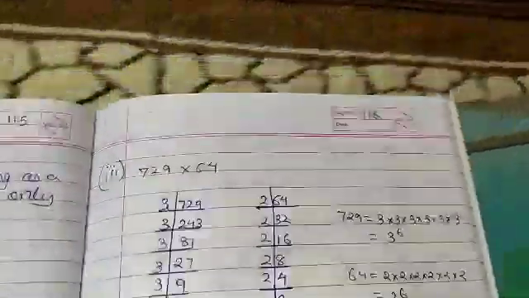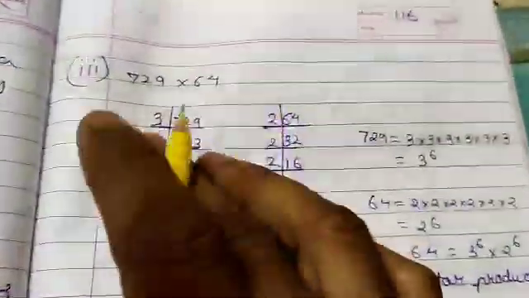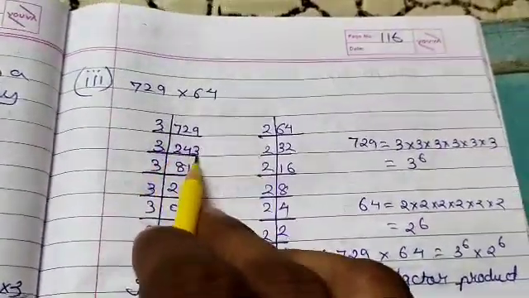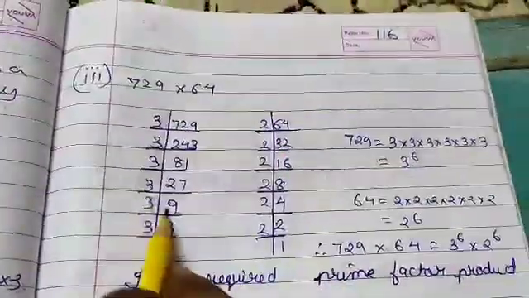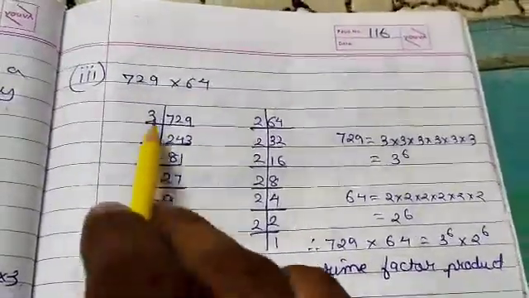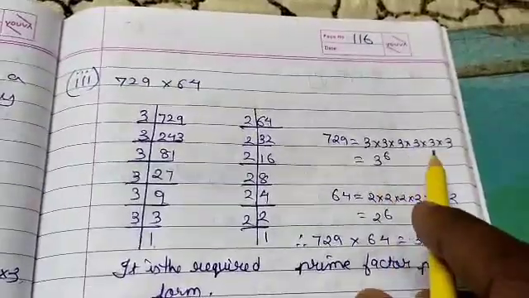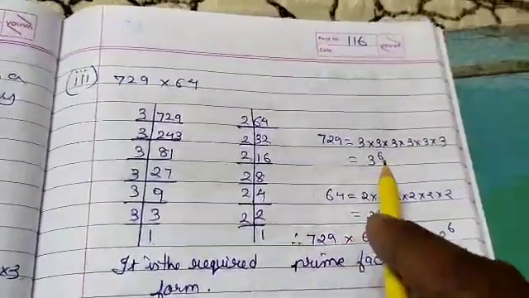Now the next number is 729 into 64. So find out the prime factors of 729, that is 3 243s are, 3 81s are, 3 27s are, 3 9s are, 3 3s are, 3 1s are. That means the factor of 729 is 3 into 3 into 3 into 3 into 3 into 3, that is 3 raised to the power 6.